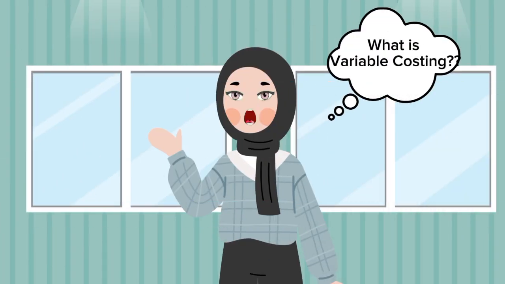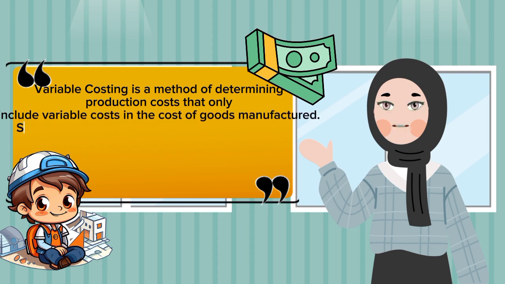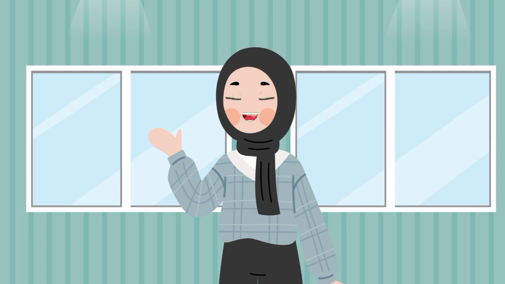What about variable costing? What is it? So, variable costing is a method of determining production costs that only includes variable costs in the cost of goods manufactured. So, only costs that change with the production volume are calculated, such as direct materials, variable direct labor, and variable factory overhead. So now I want to introduce the steps for calculating the BOP variable difference.